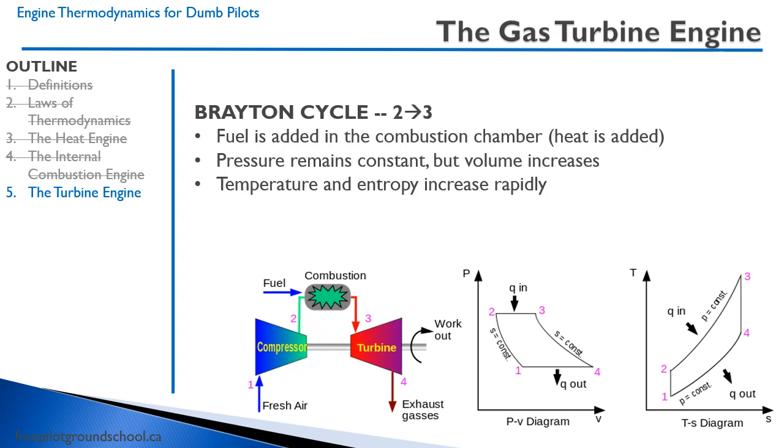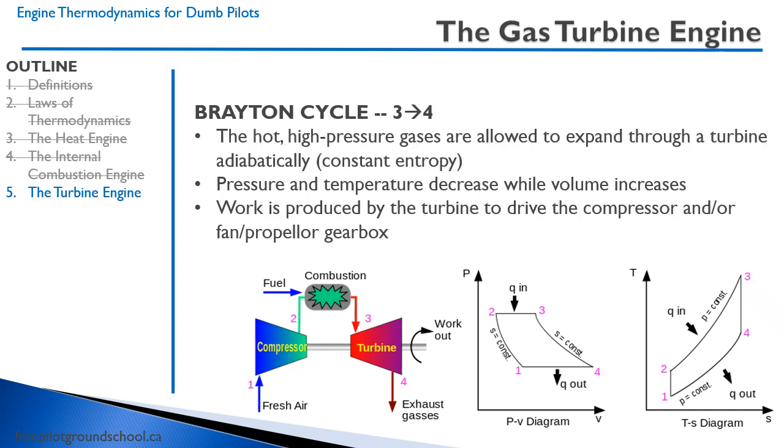Then we have from 2 to 3. So this is your combustion, right? Just think about what's going to happen with combustion. You have fuel added to the combustion chamber. And so during this combustion, the pressure is constant, but the volume increases. Okay. And so if we look at our TS diagram, the temperature obviously goes way up, right? But also because it's burning, your entropy increases. So this Q_in is the fuel, right? During your combustion, this is your fuel going in. So energy is going in, right?